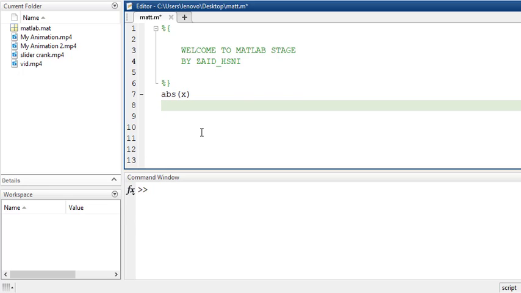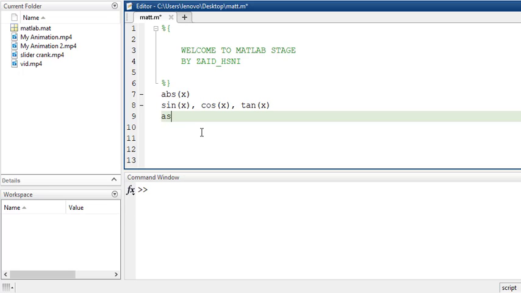And the second command, trigonometric functions. Sine of x, cosine of x, and tan of x. We can represent the inverse trigonometric functions by typing asin, which represents the inverse of sine, acos of x, which represents the inverse of cosine, and atan, which also represents the inverse of tan.